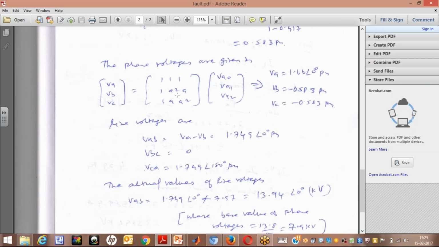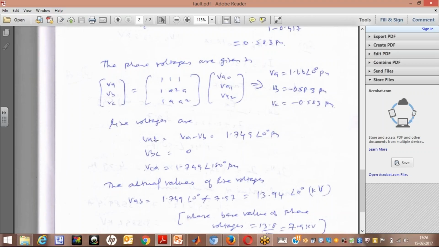For that, once again, you should know what is this alpha or A, 1 at an angle of 120. So after using that, you can calculate the VA, VB, and the VC. So once again, these VA, VB, VC all are in per unit, and these are nothing but the respective phase voltages. VA is the phase voltage of A phase, VB is the phase voltage of B phase, and similarly VC is nothing but the phase voltage of C phase.